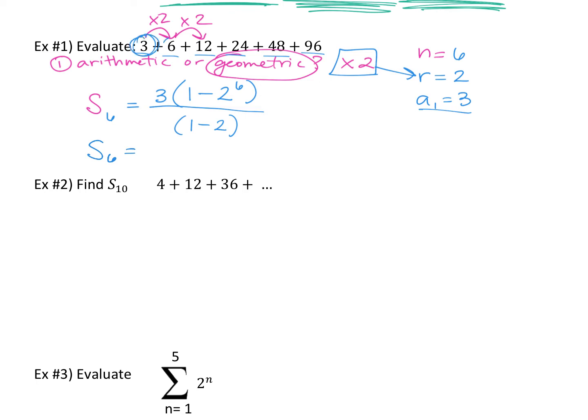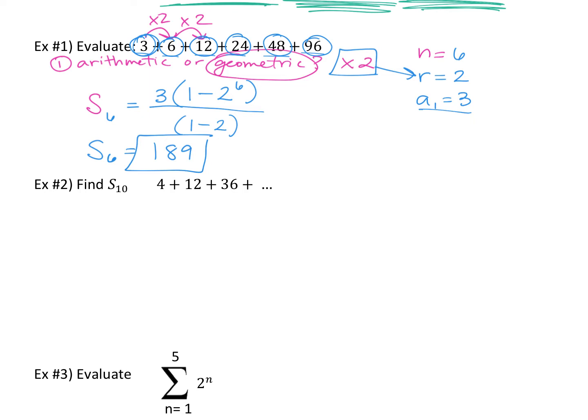There's 6 terms. 1, 2, 3, 4, 5, 6. Yep. What'd you get? 189. Good. If you're not getting that, talk to me after the lesson and I will help you plug it in.